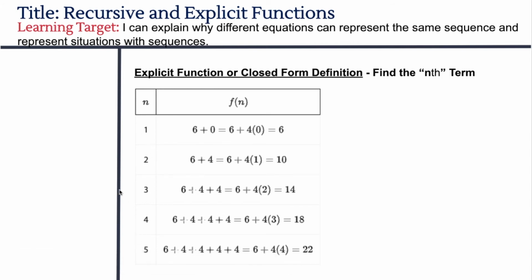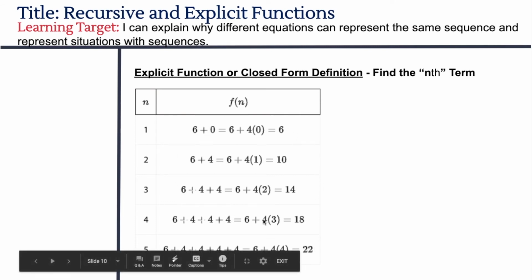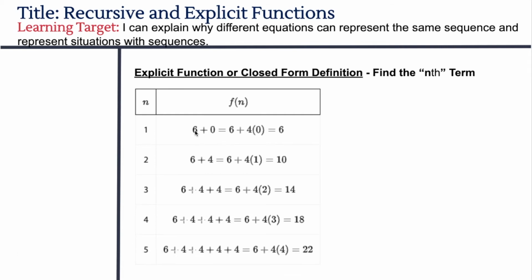Okay, so I put this table here so we can recognize a pattern. So let's see what pattern I'm showing here. Right here is my original sequence, 6, 10, 14, 18, 22. And I'm showing how this function is built. Remember, it was arithmetic. So I'm starting at the 6, and then every time I'm adding something to it. And what I'm adding is 4.